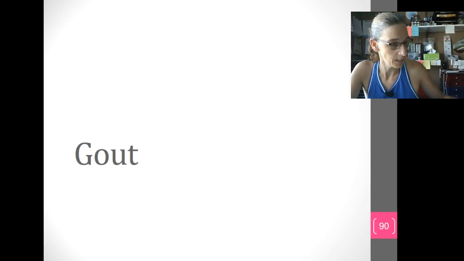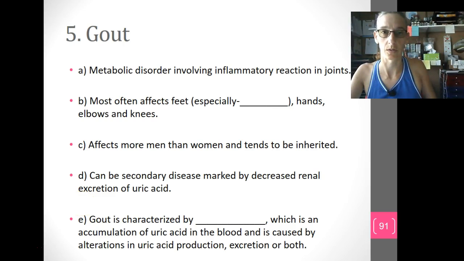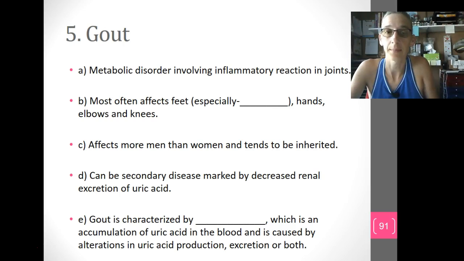All right, moving on to gout. Gout is a metabolic disorder involving inflammatory reactions in the joints. It most often affects the feet, especially, again, hopefully you guys will pause and write this down, the big toe, hands, knees, and elbows. It affects more men than women. It does tend to be inherited. Can be a secondary disease marked by decreased renal excretion of uric acid.